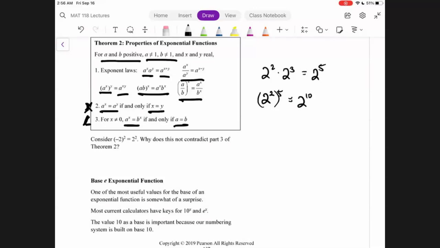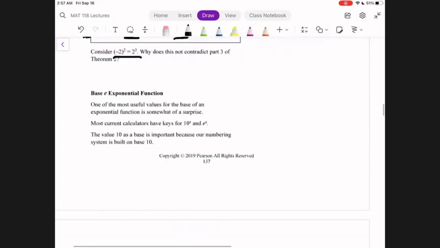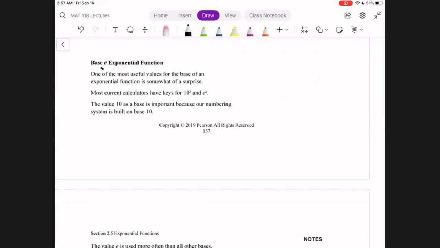And you want to think, why does this part here contradict right here? A and B have to be positive. So if your base isn't positive, some of these properties kind of get thrown out the window. This next word here talks about a special base, base E.